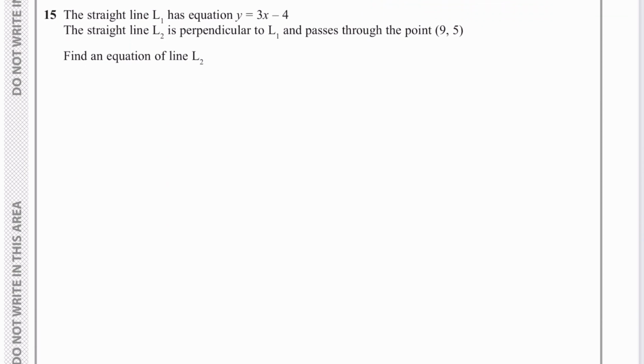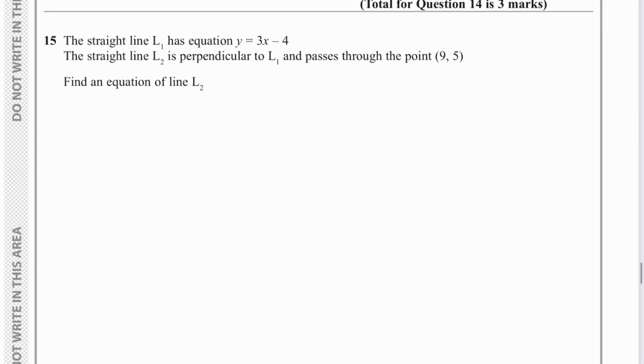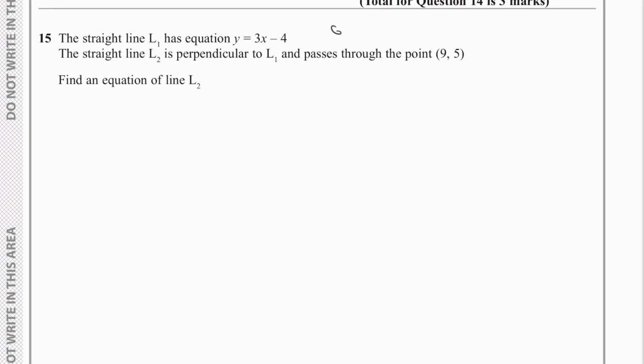And this is a perpendicular line. A perpendicular line has a gradient that is the negative reciprocal of the gradient of, in this particular case, the straight line L1. So the gradient of L1 is going to be 3, which I've got from this bit of information here. Therefore the gradient of L2, which is the perpendicular, is going to be the negative reciprocal, which is negative 1/3.